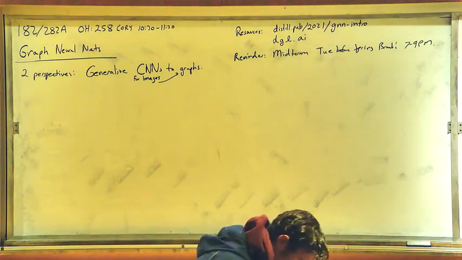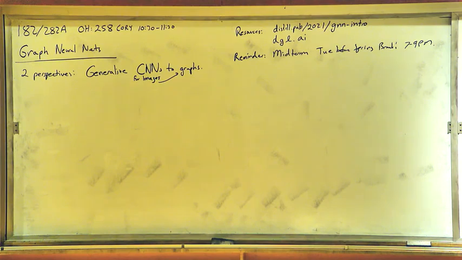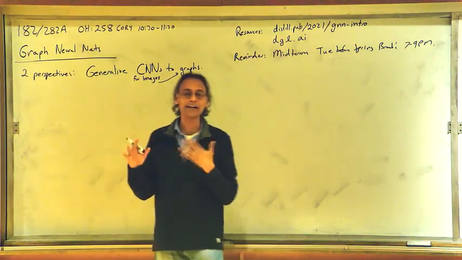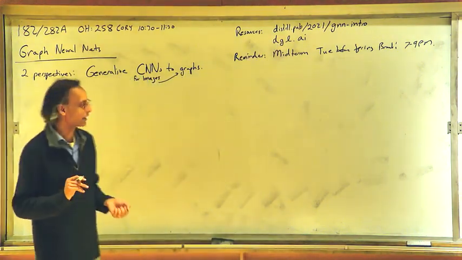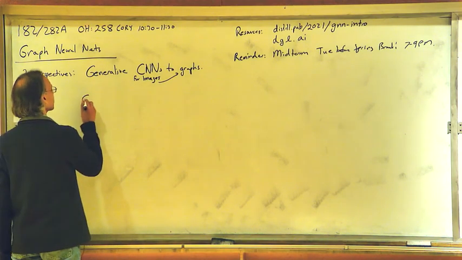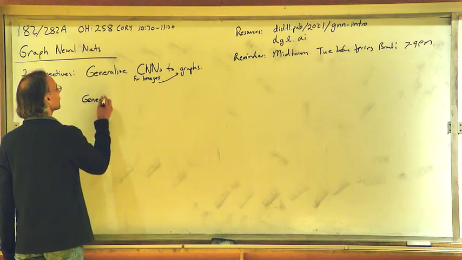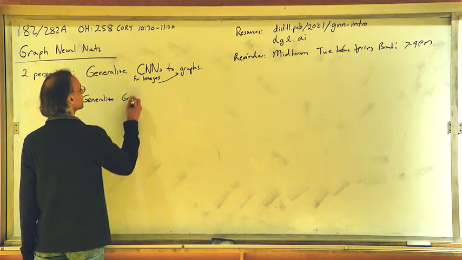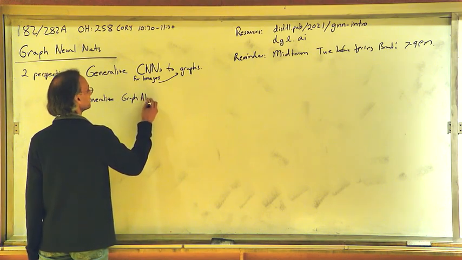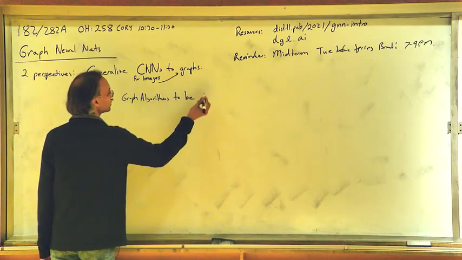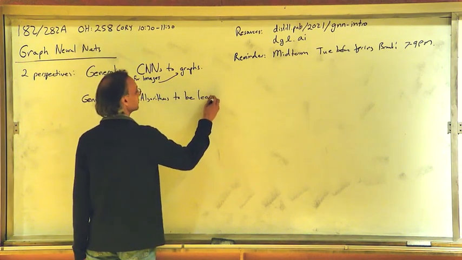But I wanted to acknowledge there's an alternative perspective that a lot of the literature and papers, including this blog post, go back and forth between. That other perspective is to generalize graph algorithms to be learnable via neural nets.